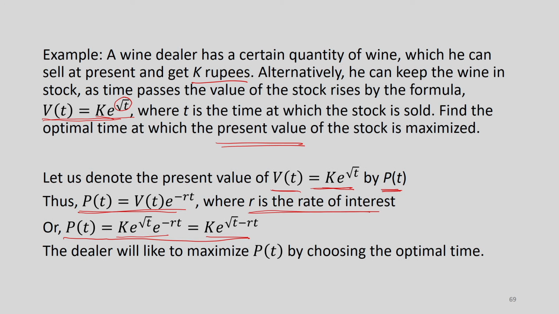Now, what the dealer wants to do is he wants to maximize it. He wants to maximize this Pt, and he can do that because it is a function of a single variable. And what is that variable? It is time, that is, at what time the stock will be disposed, that he has to find out.